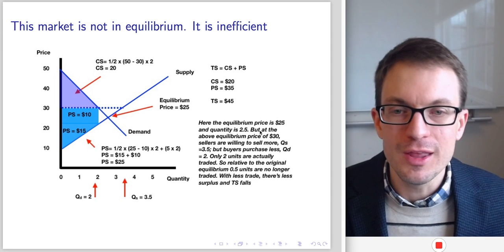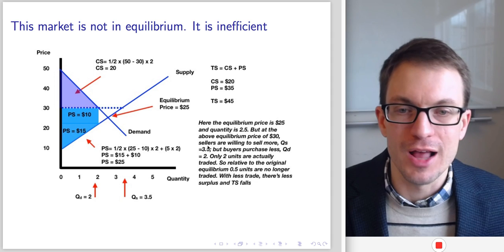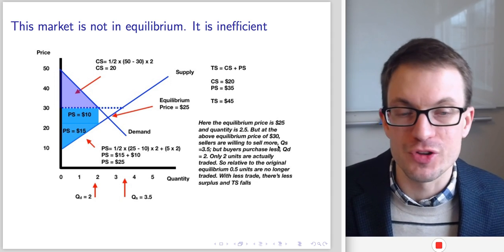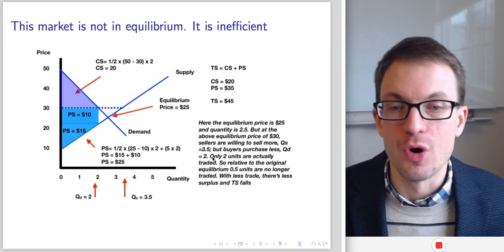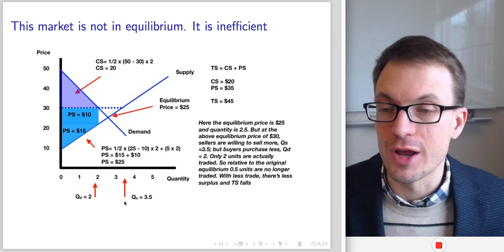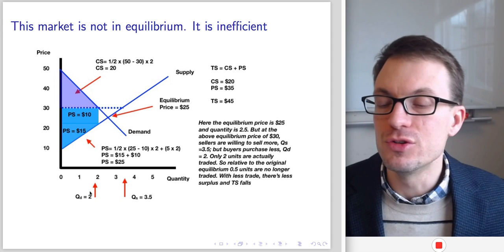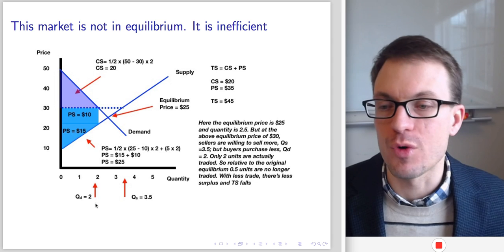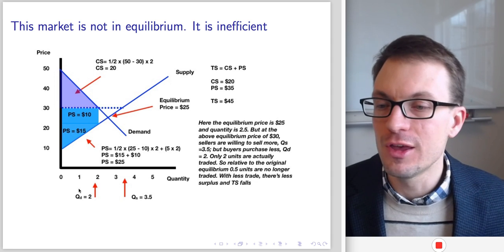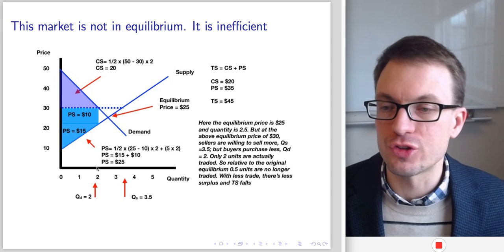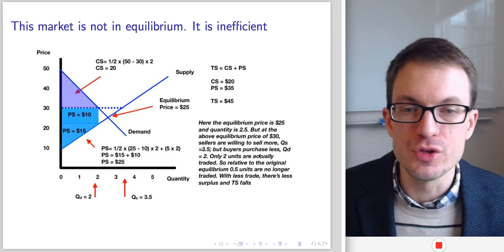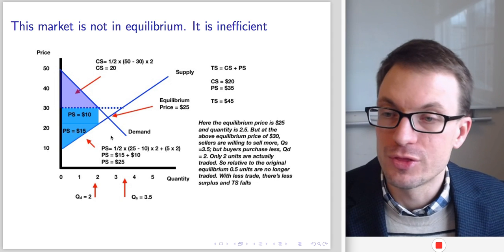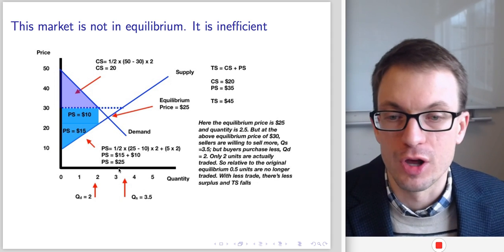All right, so I say at the above equilibrium price of $30, sellers are willing to sell more. Quantity supplied is 3.5, but buyers purchase less. Quantity demanded is 2. So only 2 units are actually traded, right? When you have a shortage or surplus, the units actually transacted upon is whichever is smaller of quantity demanded or quantity supplied. So in this case, the number of units actually traded is only 2. So relative to the original equilibrium, there's half a unit. 0.5 units are no longer traded.